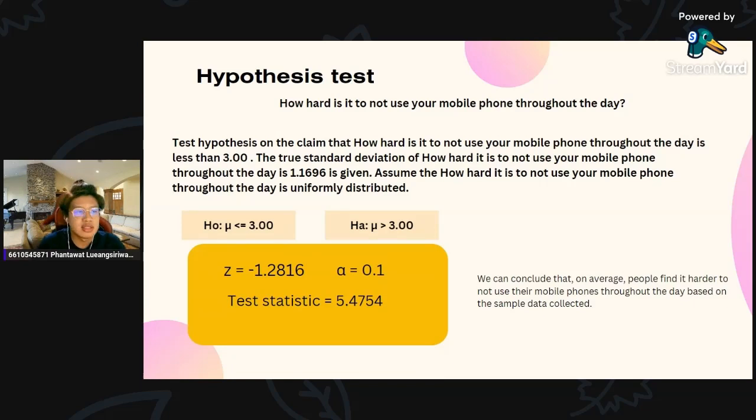Again, we use a significance level equal to 0.1, and the z-score is the same, minus 1.2816. After computing, the test statistic is 5.4754. So we can conclude that on average, people find it harder to not use their mobile phone throughout the day based on the sample data collected.